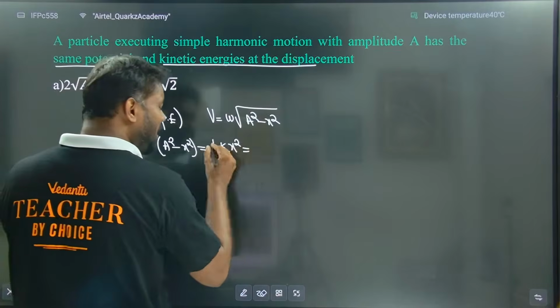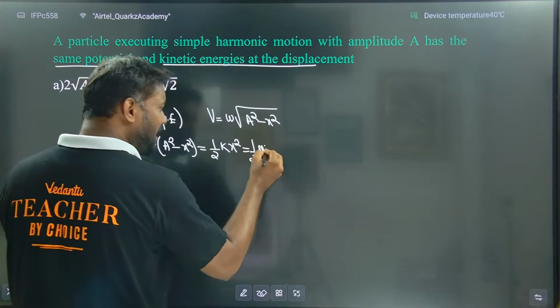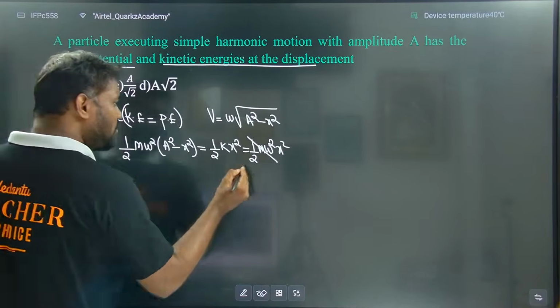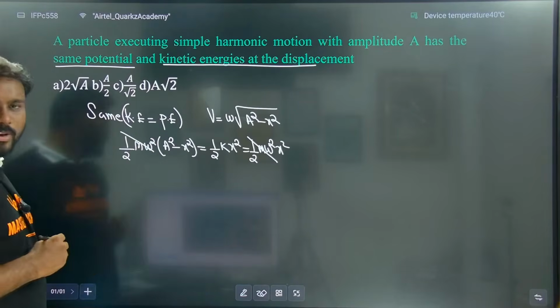So ippo k oda value enna sollalaam? 1 by 2 m omega square x square. So inga paarunga, rearrange pandren. This is 1 by 2 m omega square, and 1 by 2 m omega square cancel.